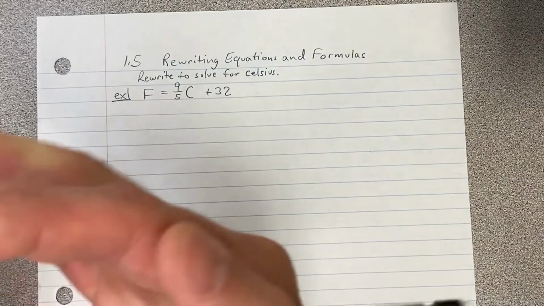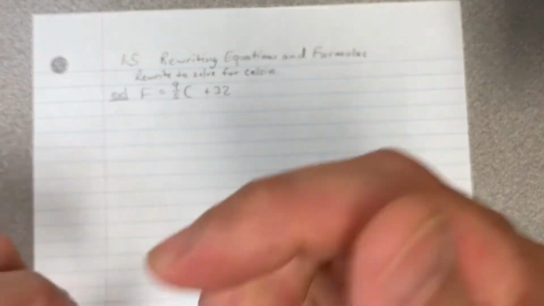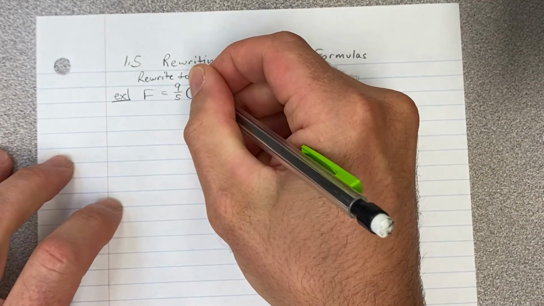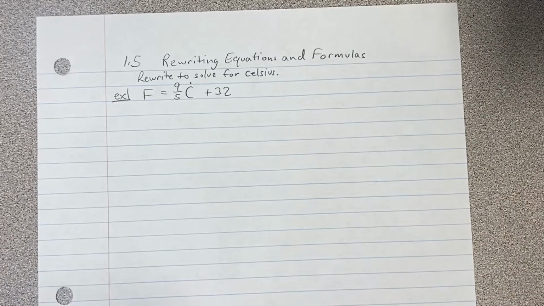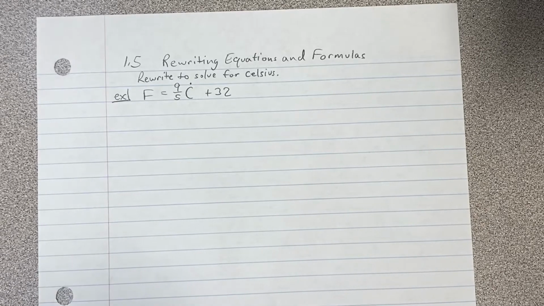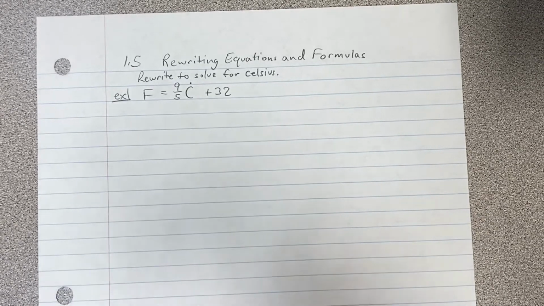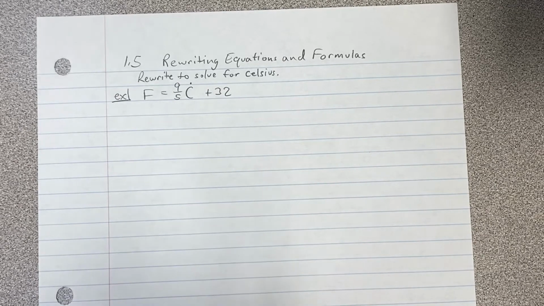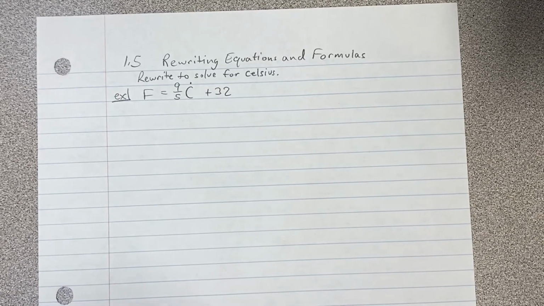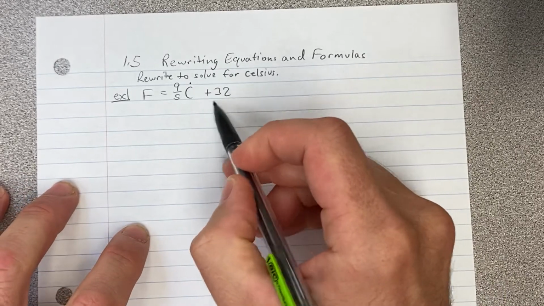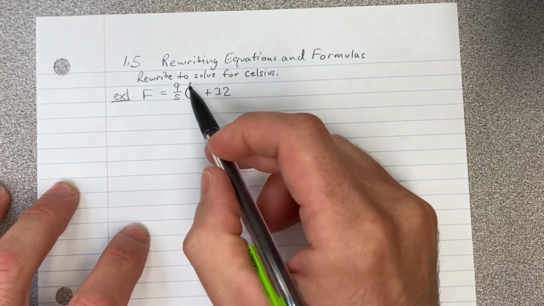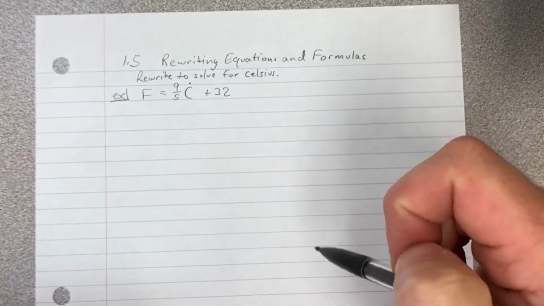Well, what we do is we focus on what we're trying to solve for, and we just want to undo the operations that are being done next to the variable we're trying to get by itself. And often what we'll do is the inverse or backwards order of operations. For example, we could get rid of this plus 32 first, then undo the multiplying by 9/5.